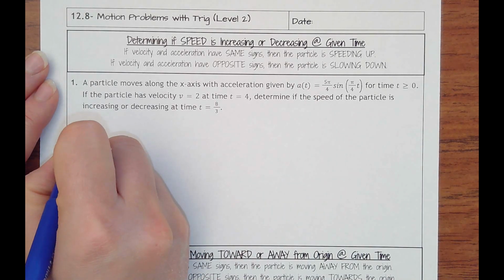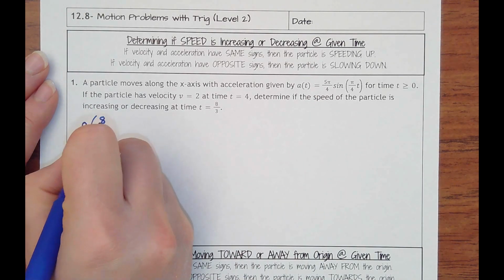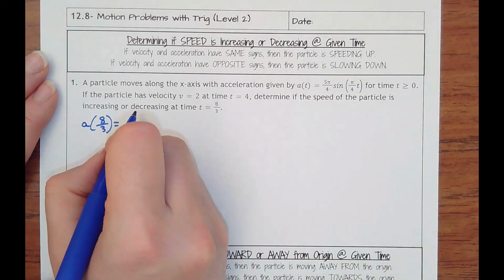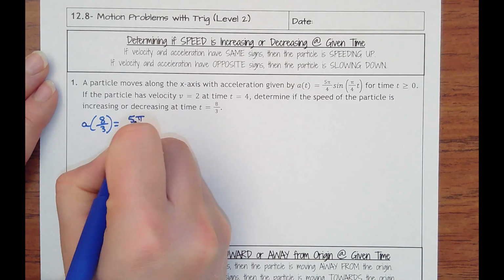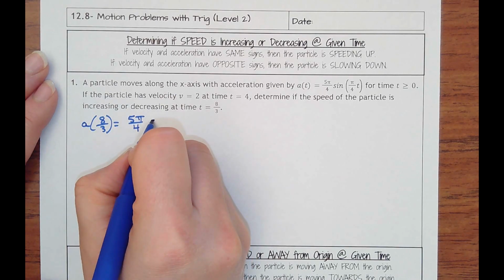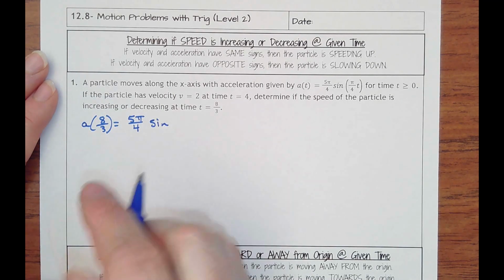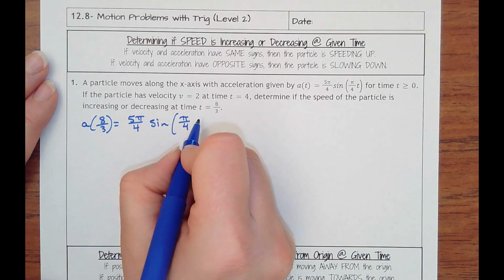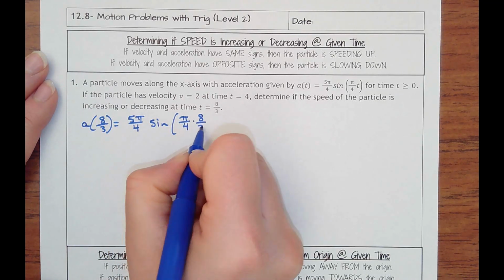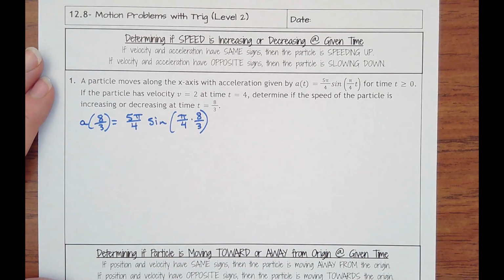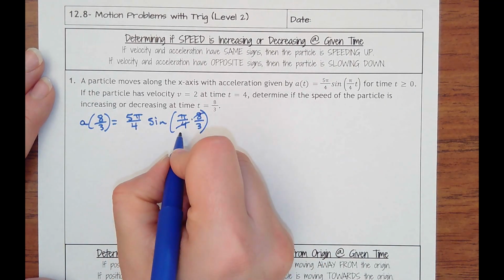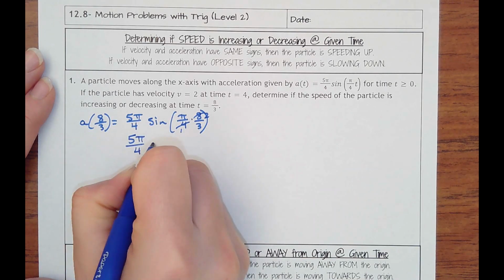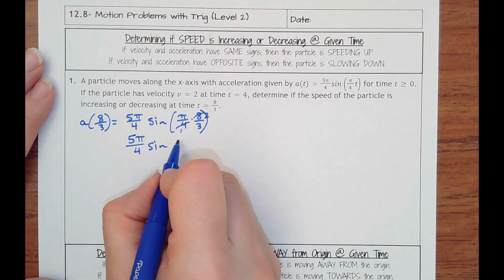So let's find the acceleration at the time of 8/3, because we're going to have to know that as well. I'm going to have 5 pi over 4 times sine, we're not changing anything, we're just plugging in, pi over 4 times 8/3. We're evaluating. So I would cross simplify my 4 and my 8. So that's really 5 pi over 4 times sine of 2 pi over 3.